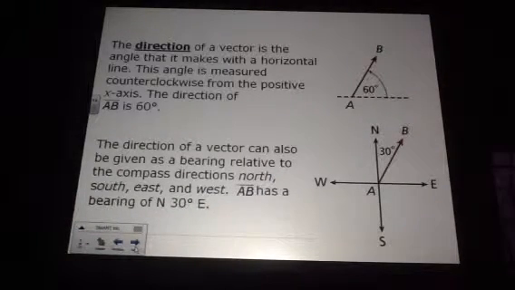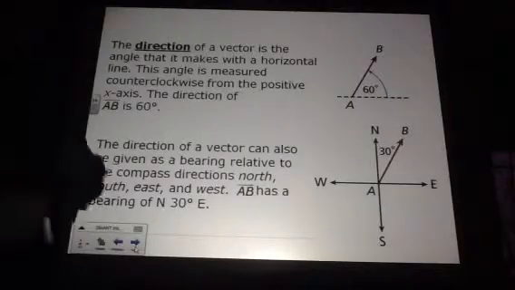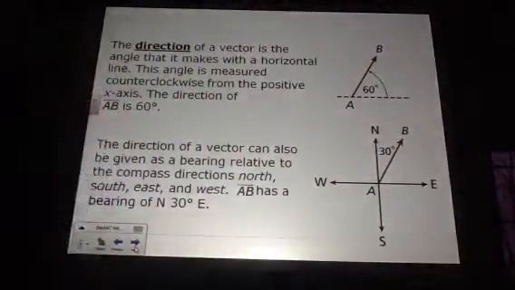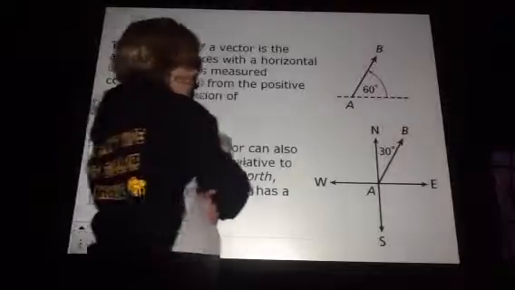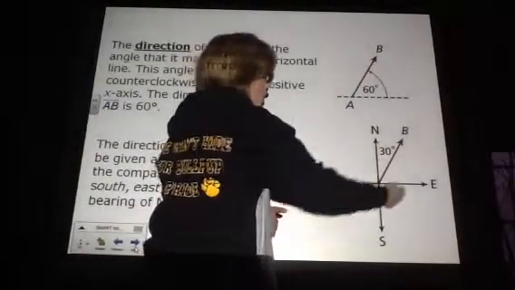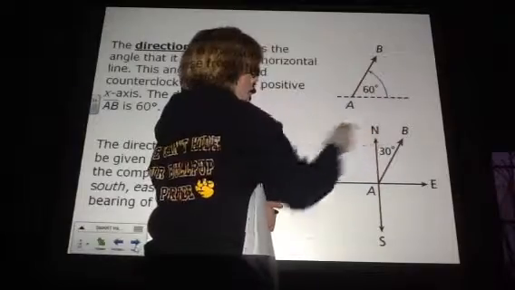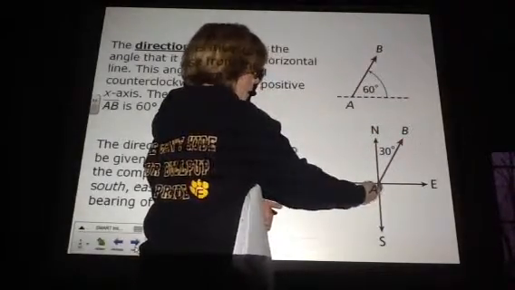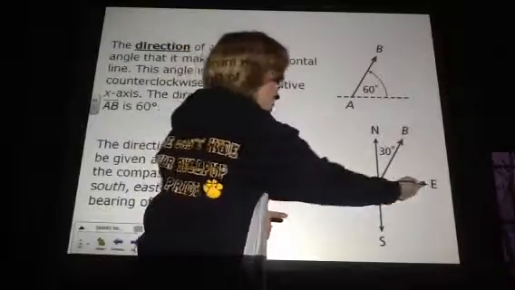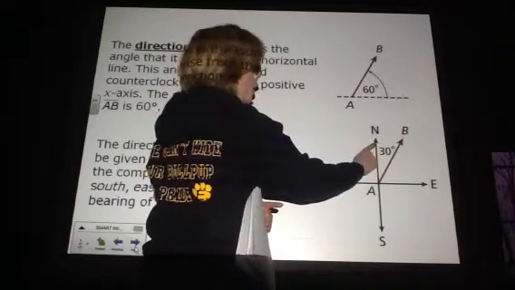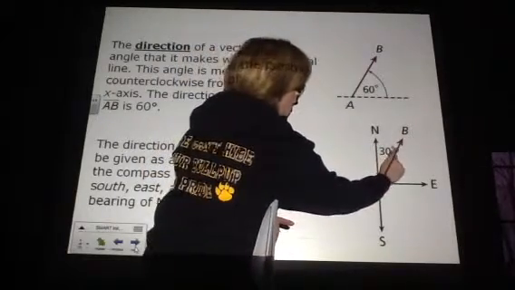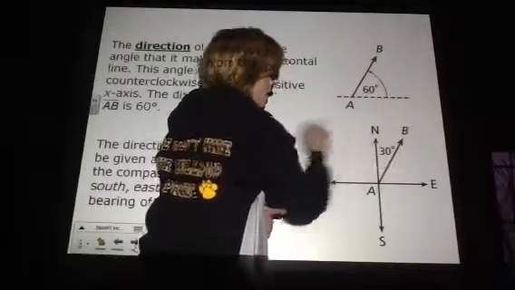The direction of a vector can also be given as a bearing relative to the compass directions north, south, east, and west. Okay, so we have vector AB right here, and it has a bearing of north 30 degrees east. So with your y-axis and x-axis, the positive y-axis is north, the negative is south. The negative x-axis is west, the positive is east, okay? So if we're going north, you want to start right here. And if you're bearing 30 degrees east, the angle is going to be from the positive y-axis.